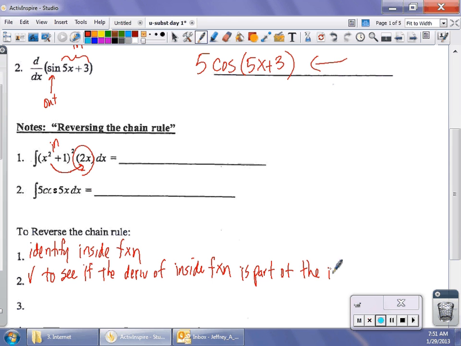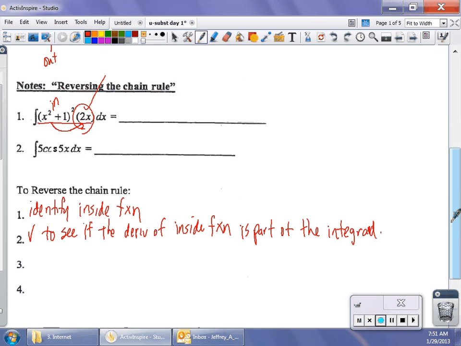Now remember, the integrand is the expression that we are finding the antiderivative of. So this whole thing is the integrand, what we are integrating. So we identified our inside function to be x squared plus 1. We took the derivative of the inside function to be 2x, and it is part of the integrand. And so if both of these are true, then simply integrate.